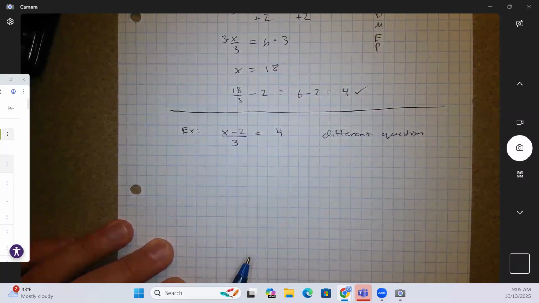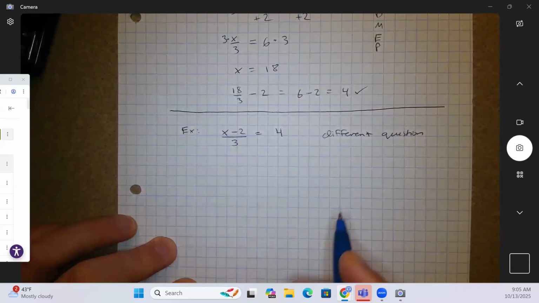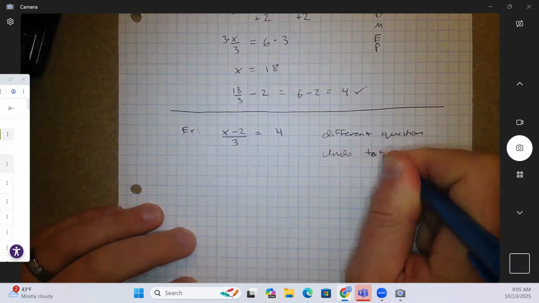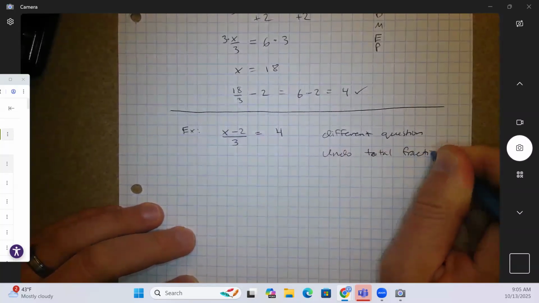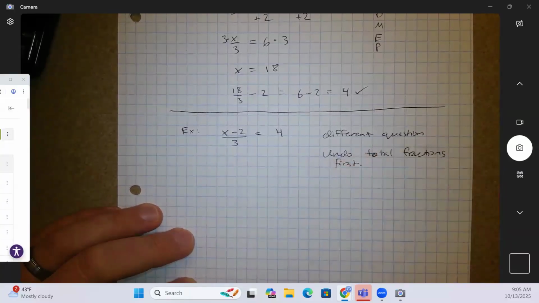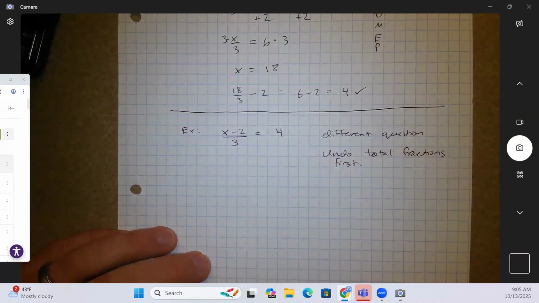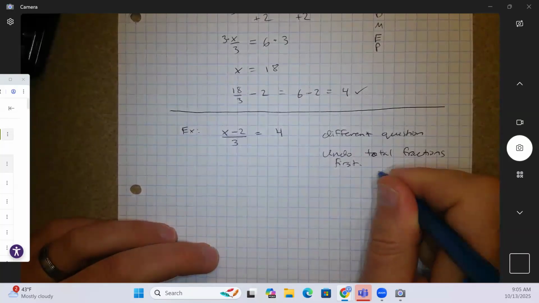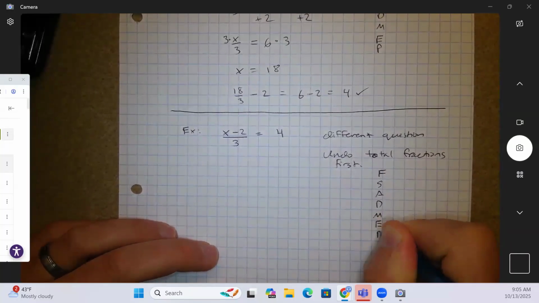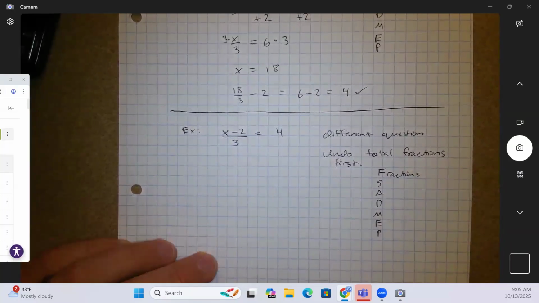But the more common way is to say, I don't like everything over a fraction. So undo, I'm going to call it a total fraction. Undo total fractions first. So maybe it should be FASADMAP. Right, undo total fractions first.